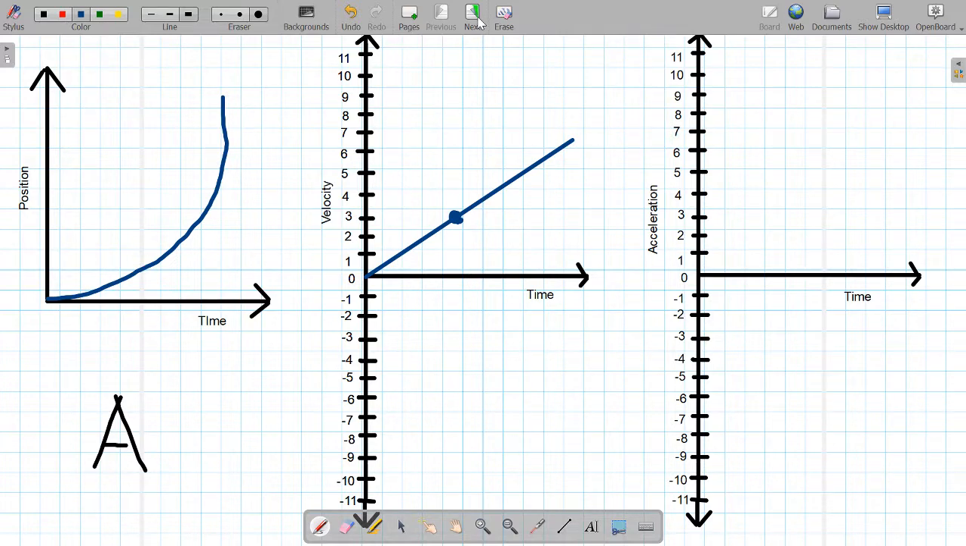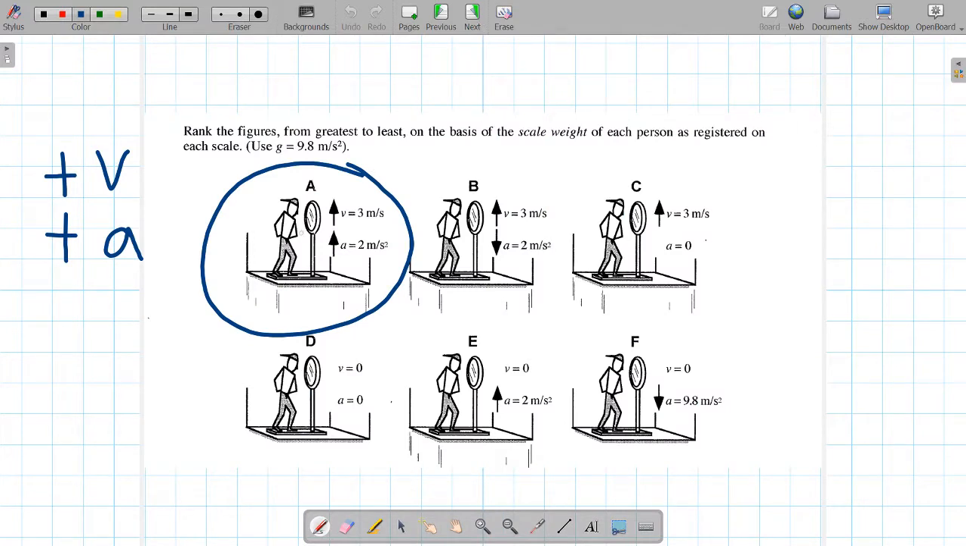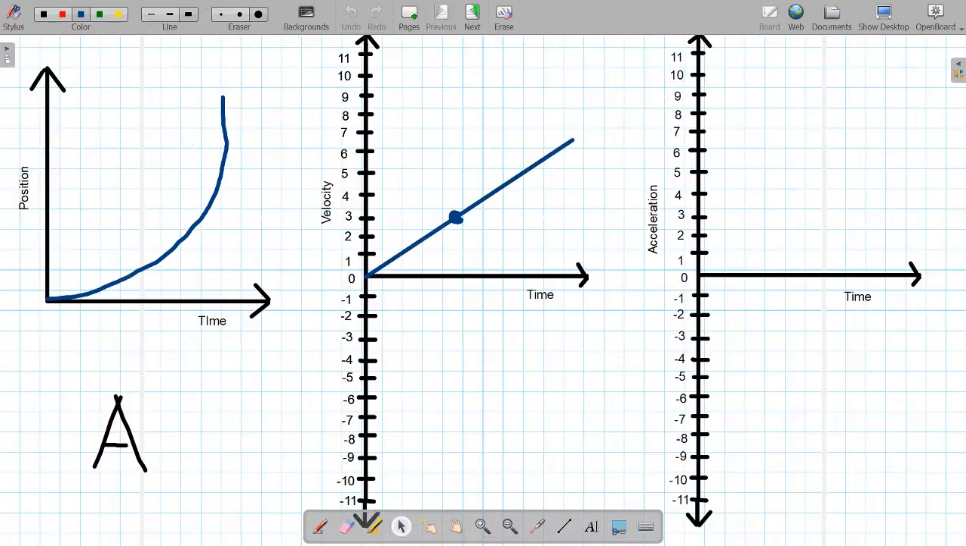Now, what about our acceleration? All right, so if you come over here, you notice the acceleration here is positive 2 meters per second squared. So I'm going to come over here to my graph, and I'm going to draw a straight line through positive 2 meters per second squared. Okay? So that's how your graph should look for situation A.